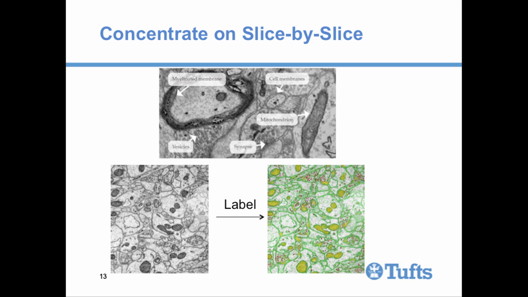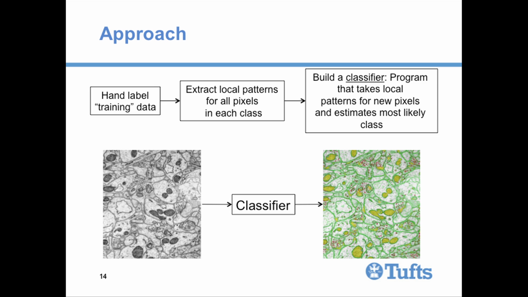From an image processing perspective, the idea is that we want to take these pixels and label them. Every pixel in this image gets a label: color, mitochondria, cell membrane, myelinated membrane, synapse, vesicle. I think those are the 5. So this is a problem in image processing, and there are a ton of ways to address it. For Emilio it was sort of a side thing, actually. He had to build one, so he came up with a way of dealing with it.